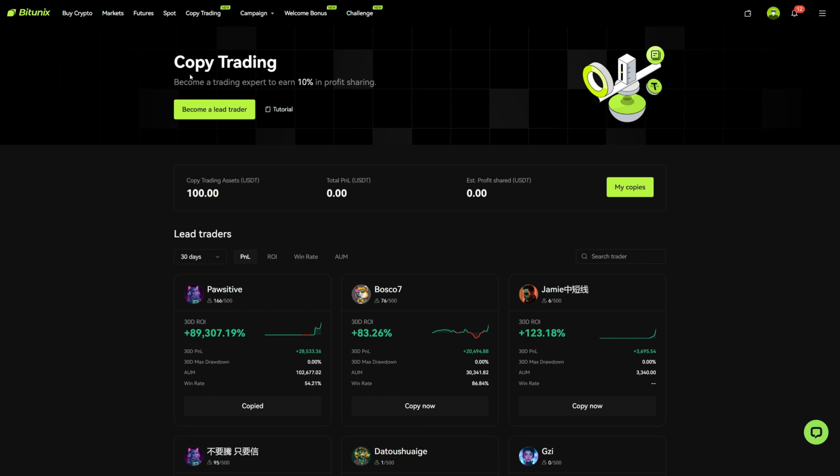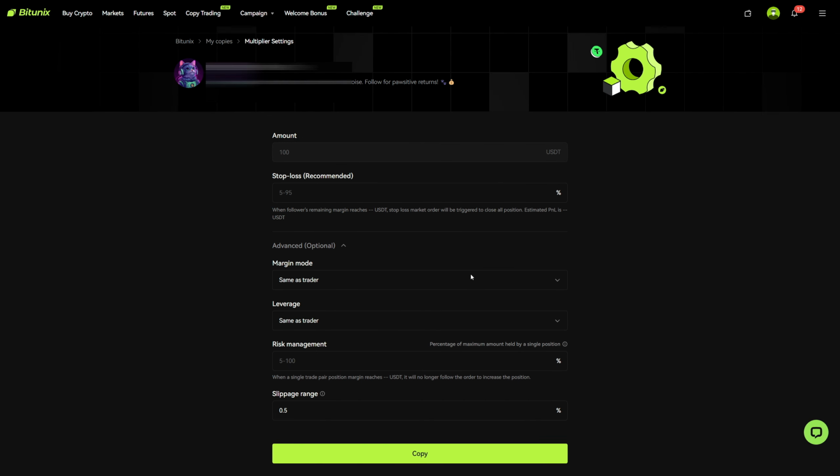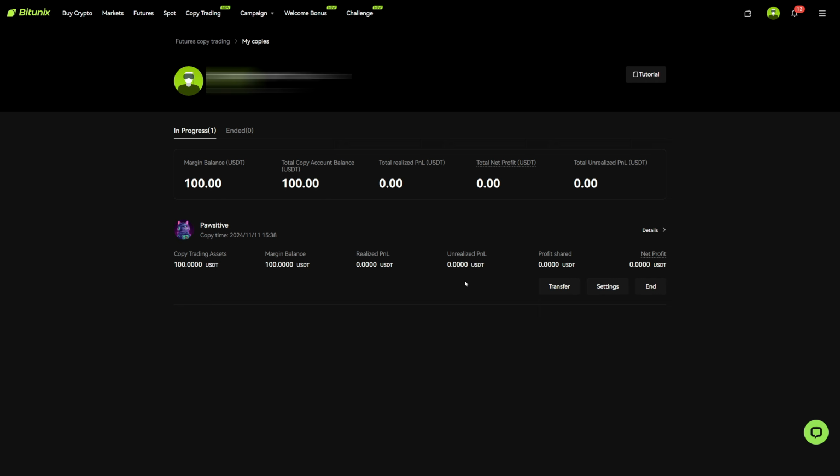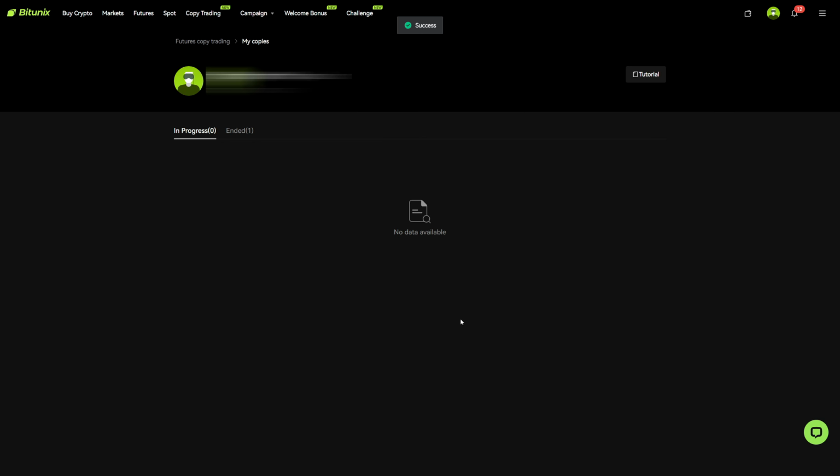Now we are back in the dashboard of the copy trading section. You can get back there by clicking on it right here. Now we can see right here all of our copy trades. We can click on this on the right-hand side, and now we can manage this. We can transfer more money inside, we can end it, or we can change some settings. So you can see Bitunix offers a lot of flexibility here, which is one of the key reasons why I absolutely love copy trading on Bitunix. If you are done copy trading, you can click on End on the right-hand side, which will immediately pull out all of the funds from the copy trade.